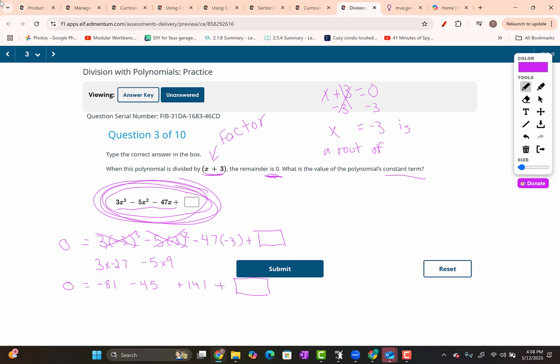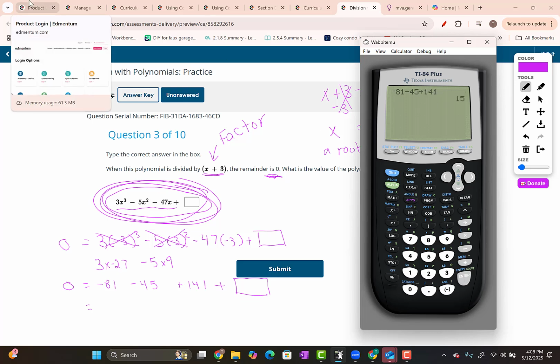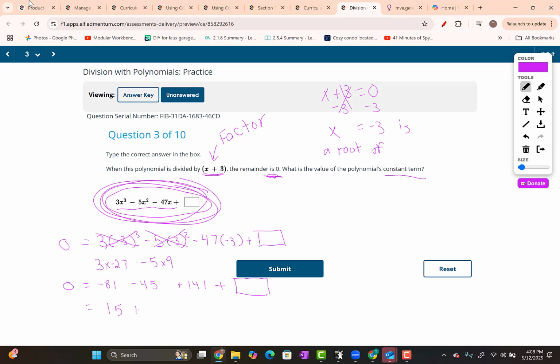Plus something equals 0. So negative 81 minus 45 plus 141. Let's go and use the calculator for this as well. Negative 81 minus 45 plus 141 gives us 15. So then 15 plus what gives us 0? Well, it's got to be negative 15. It's got to be our answer. So negative 15 is the missing constant term in this problem.